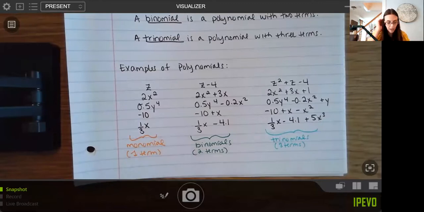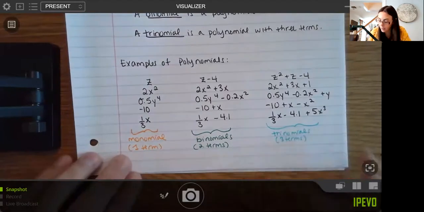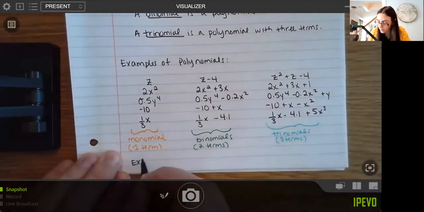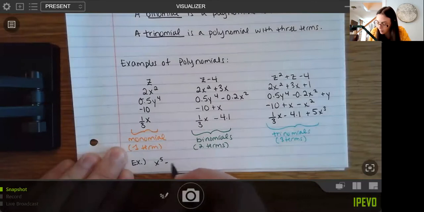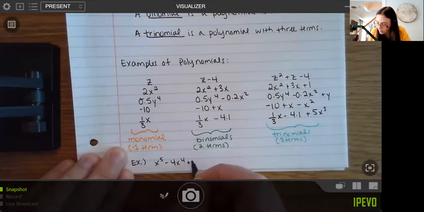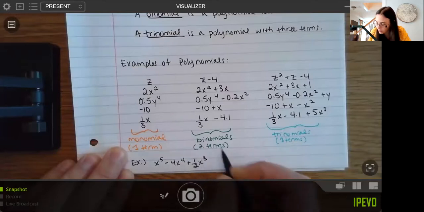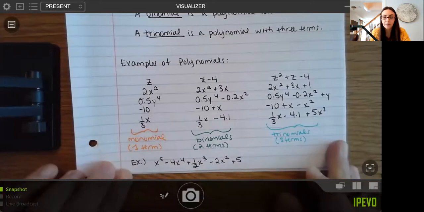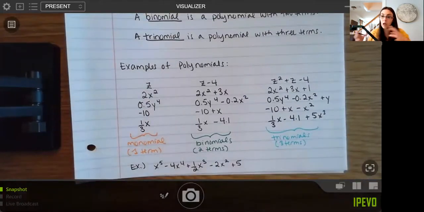Now, if you have an example that is more than three terms, so 4 or more terms, we don't have a special name for it. But you can have polynomials that are that long, right? So another example I could give of a polynomial could be x to the 5th minus 4x to the 4th plus 1/2 x to the 3rd minus 2x squared plus 5. Okay. So here's another example of a polynomial, a much longer one. And we typically don't give a special name to anything over three terms. So you can just call it a polynomial, and that would be fine.